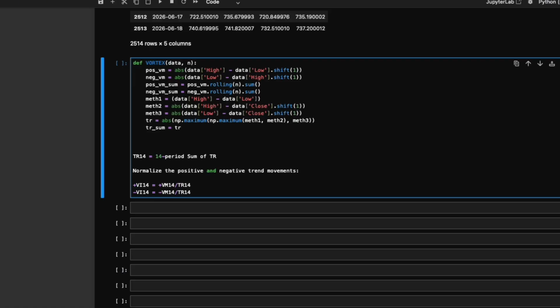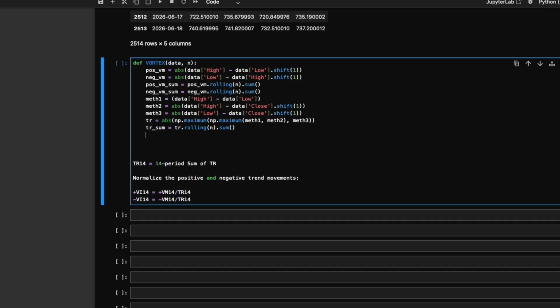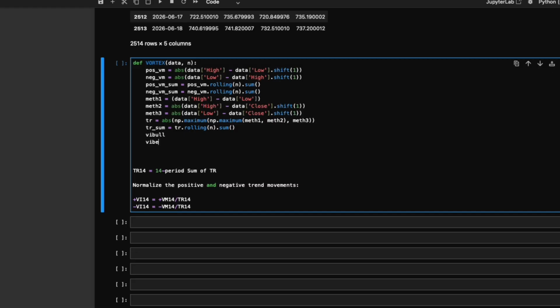So again, we'll take the true range that we calculated above here, use the rolling method, and then it's going to be n periods, but we'll take the sum from that. So our vortex indicator bull, which I'm just going to call vi bull and vi bear, is the positive VM sum that we calculated above here divided by the TR sum.